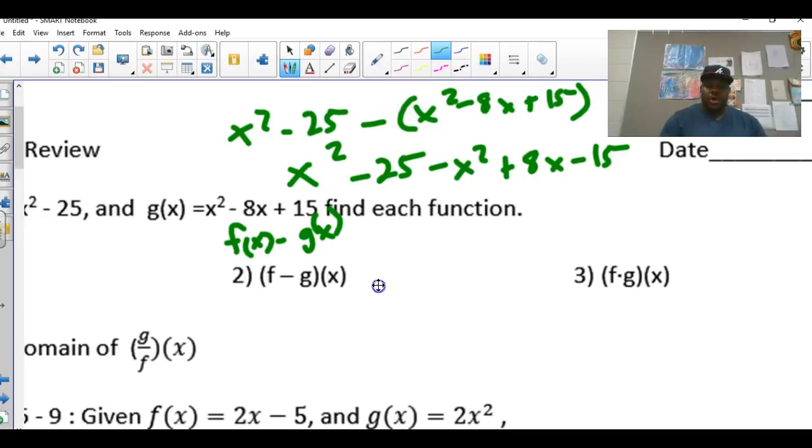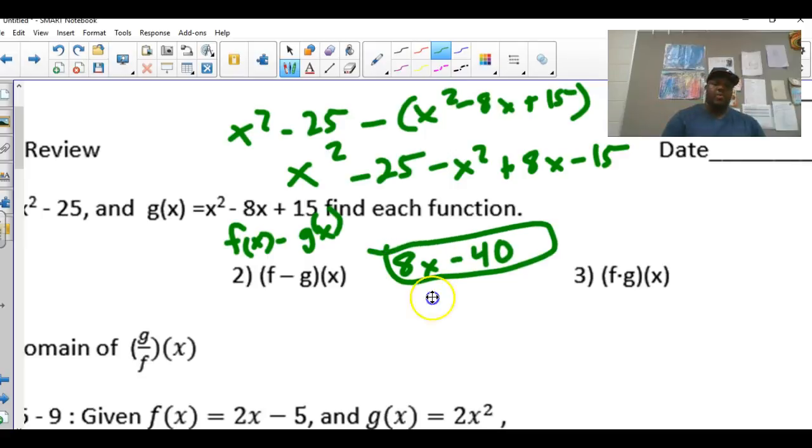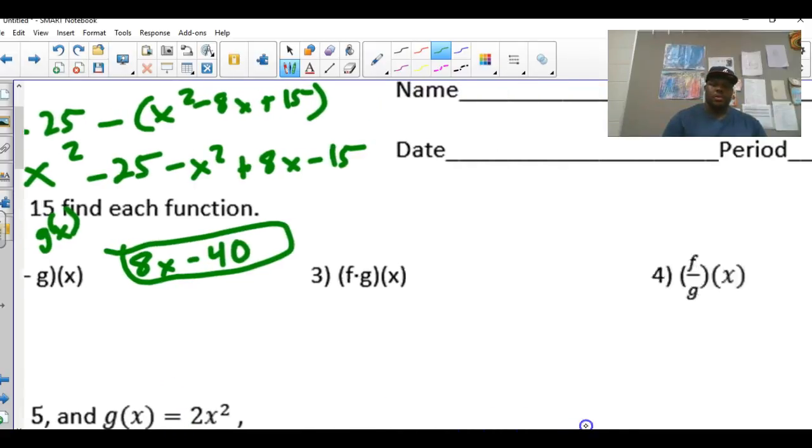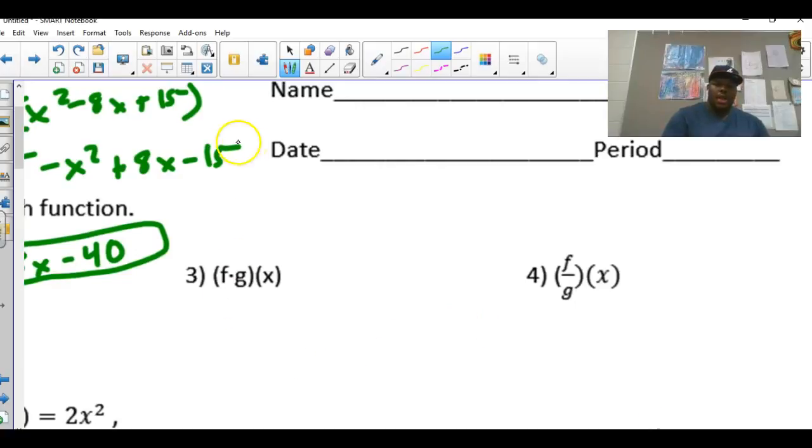So anyway, here's what we got. X squared minus x squared is 0, so there's no more x squareds. We have positive 8x. And then we have negative 25 and negative 15, which will give us a negative 40. Alright, so here we go: 8x minus 40. Alright, next we have, guys, f times g, or f of x times g of x, okay?